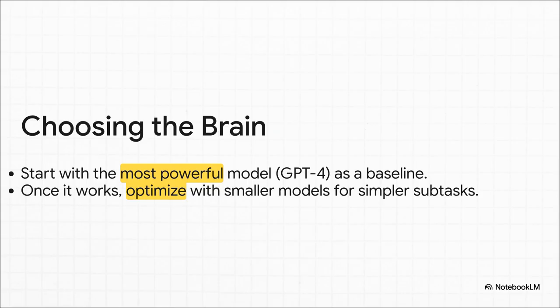First, just start with the most powerful model you can get your hands on, something like GPT-4. Use it to get a working version up and running. Then, once you know the logic works, you can start to optimize. You can swap in smaller, faster, cheaper models for the easier subtasks.